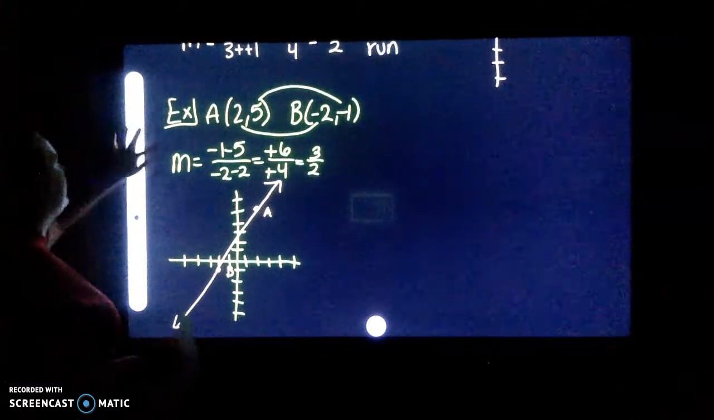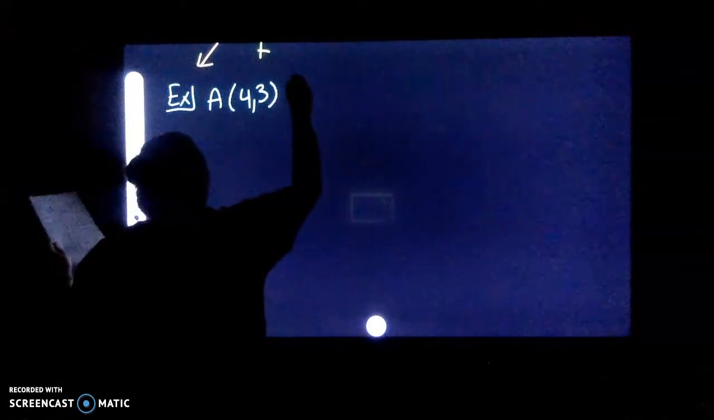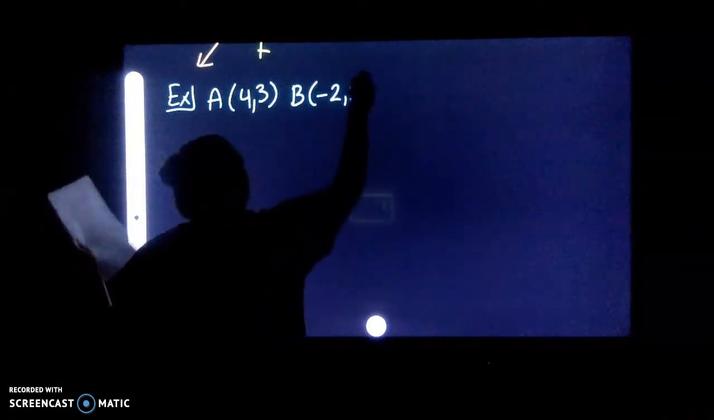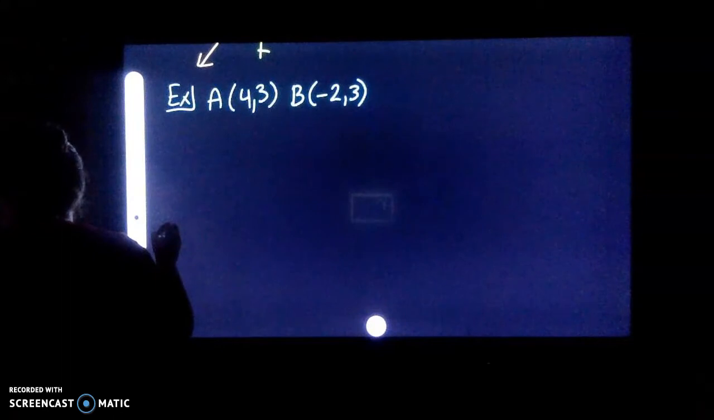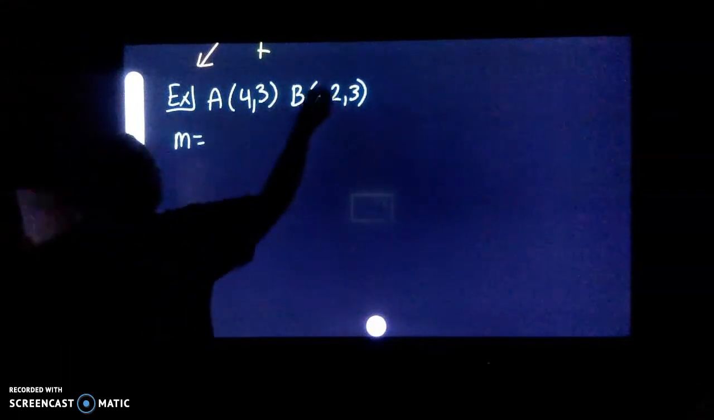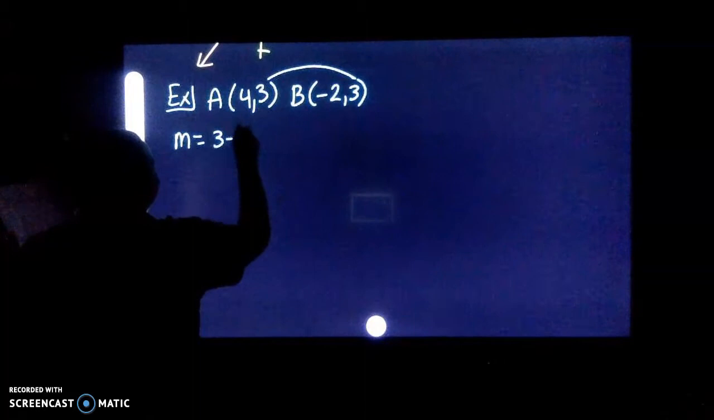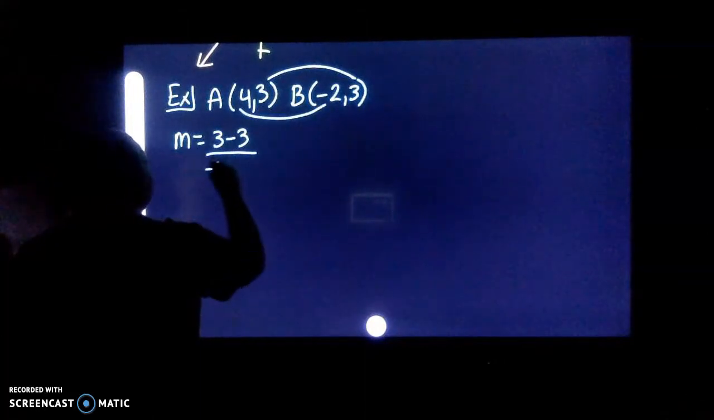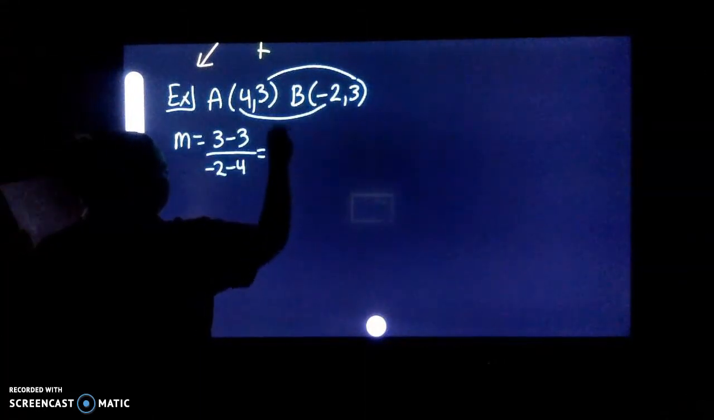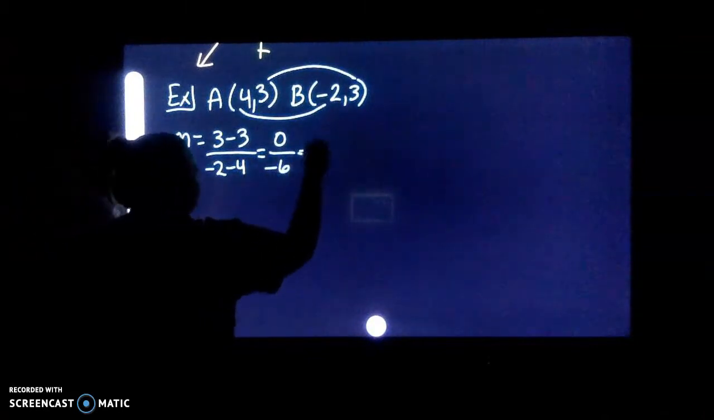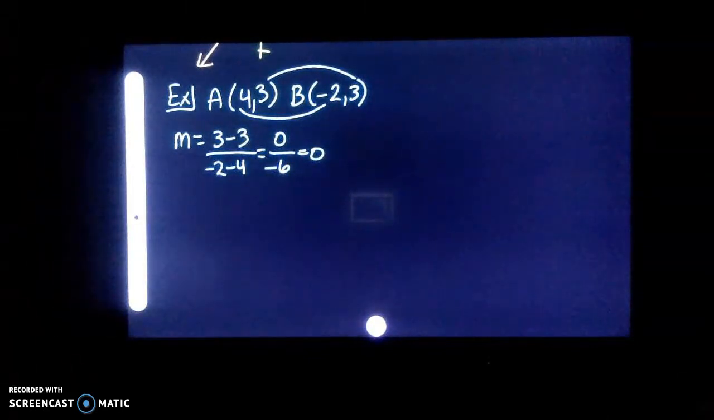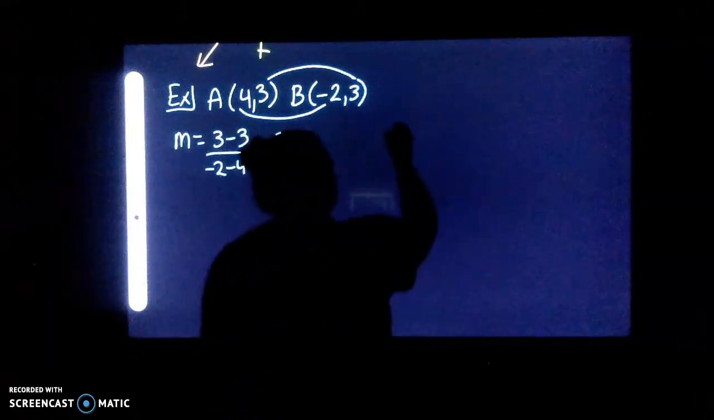Let's go ahead and do another one. So this is point A, which is 4, 3, and point B, which is -2, 3. I want to go ahead and do my slope. So slope equals 3 minus 3 over -2 minus 4. 3 minus 3 is 0 over -6, which is just 0. So I know that when I graph this, my line is going to be a horizontal line.